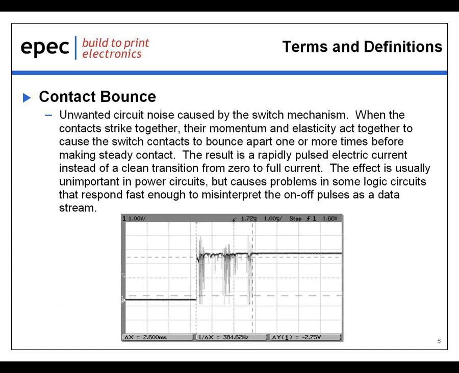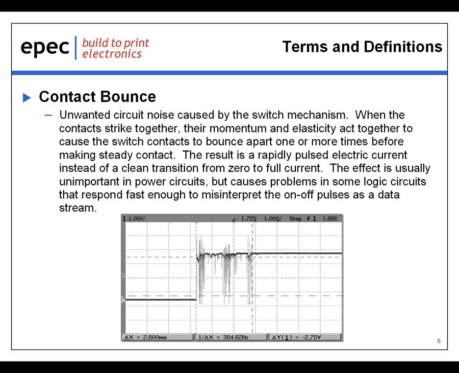Another switch-related term is contact bounce. Simply stated, contact bounce is unwanted switch circuit noise that's caused by the switch mechanism itself. When the switch contacts strike each other, their momentum and elasticity act together to cause the switch contacts to bounce apart one or more times before making steady contact. The result is rapidly pulsed electric current instead of a clean transition from zero to full current.